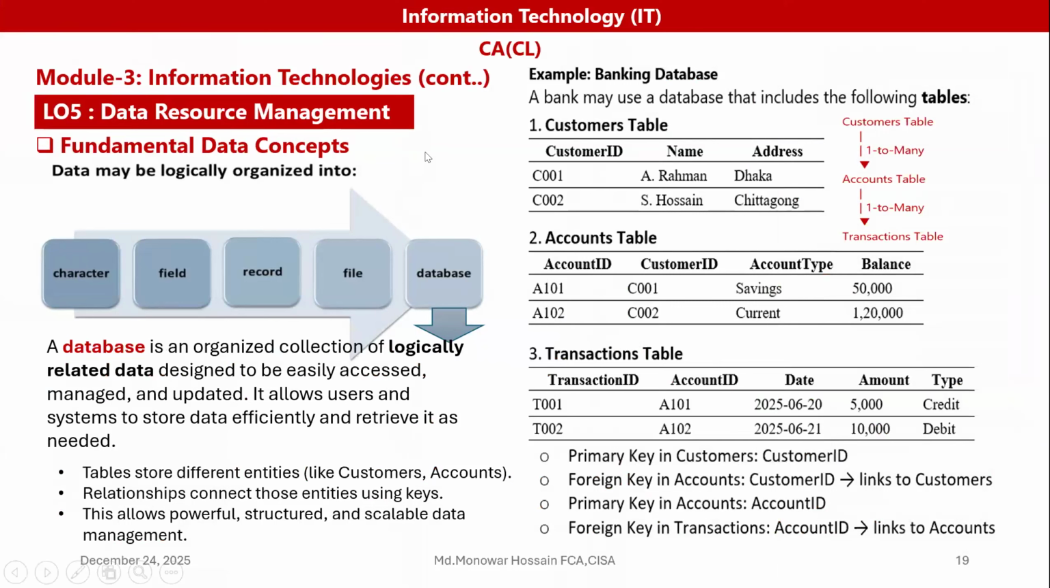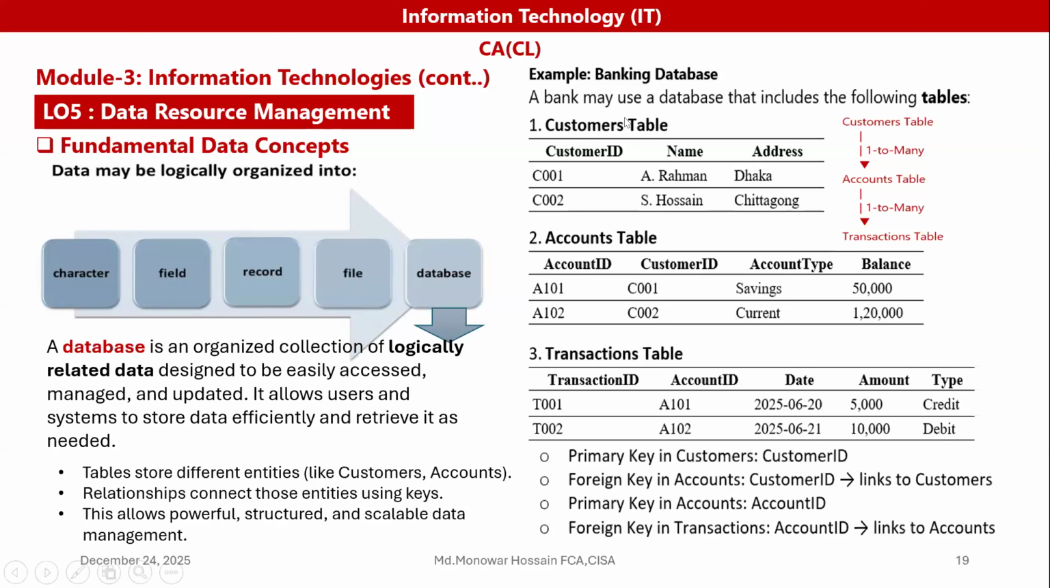Now the database. We have discussed logically organized data. That means we know the data may be logically organized: character, then field, then record, then file, and now database. The database is an organized collection of logically related data that is designed to easily access, manage, and update.